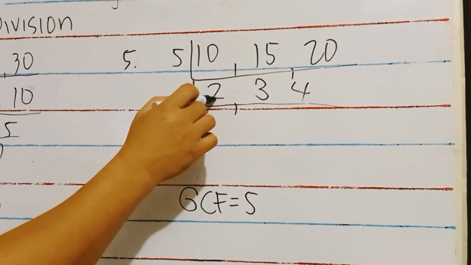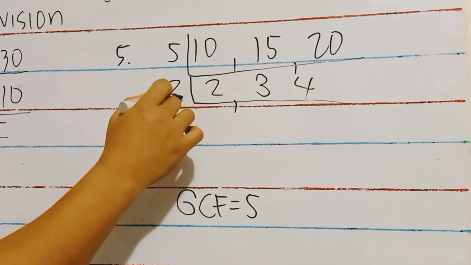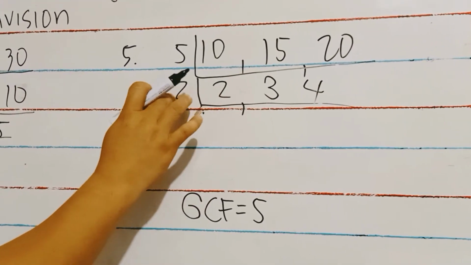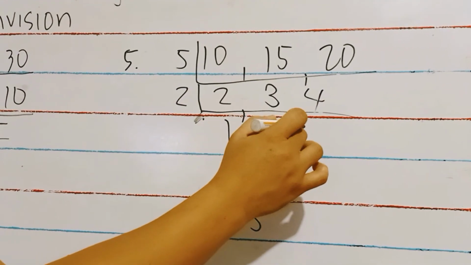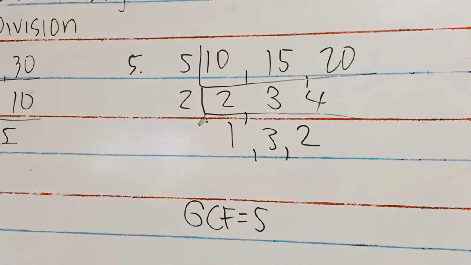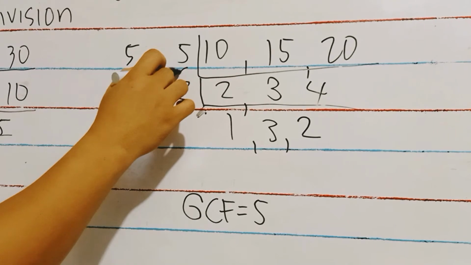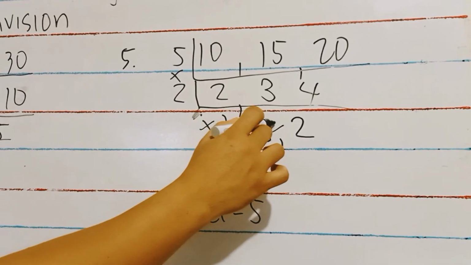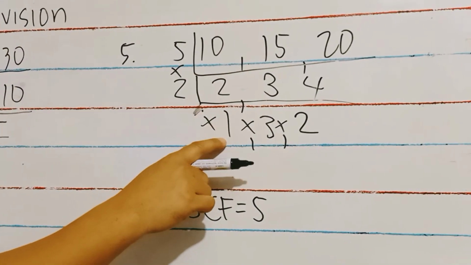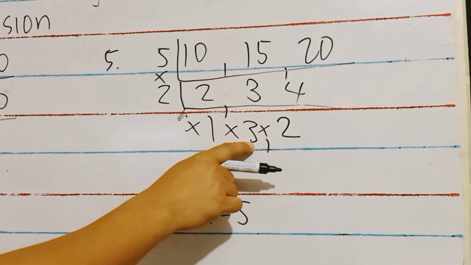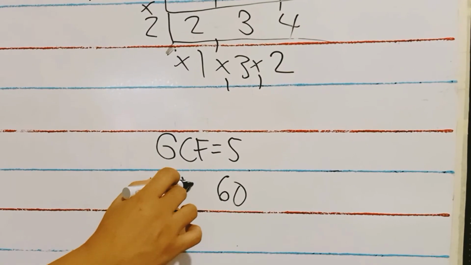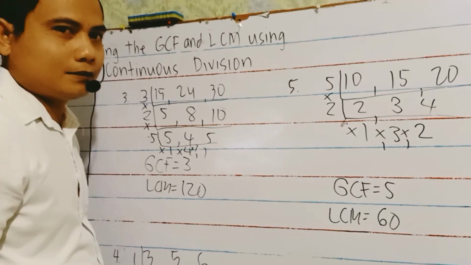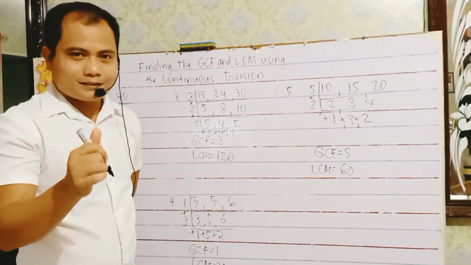Ngayon, meron pang common, ang 2 and 4. Continue natin. Divide by 2. 2 divided by 2 is 1. Copy 3. 4 divided by 2 is 2. So, wala nang common yung natira. So, times na natin lahat. Okay, 5 times 2, 10, times 1, 10, times 3, 30, times 2 is 60. Therefore, the LCM is 60. Did you get it right? Very good.